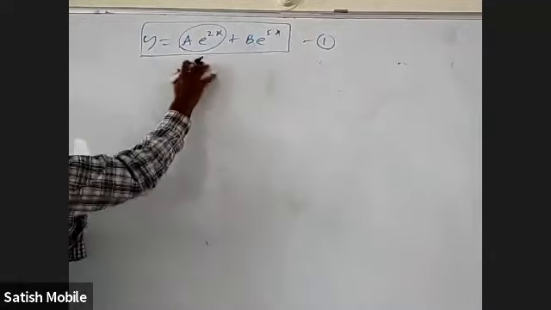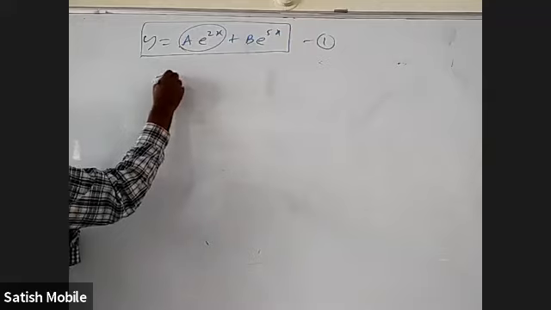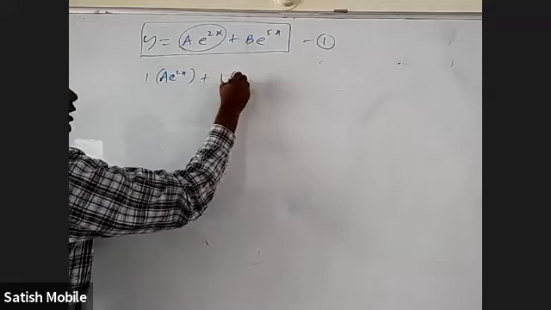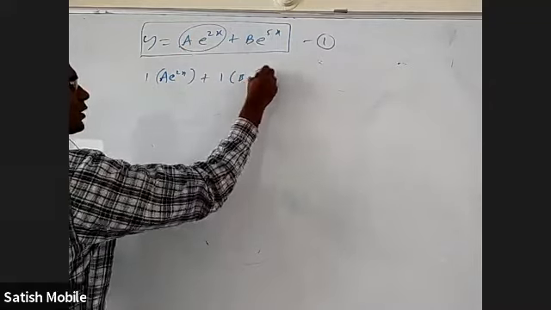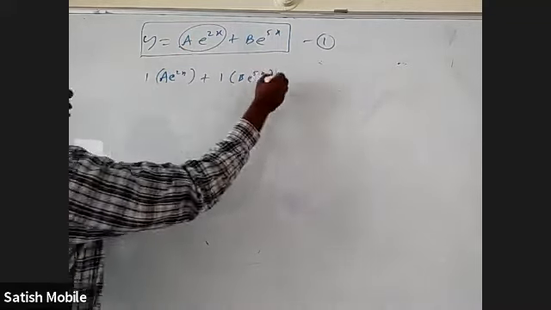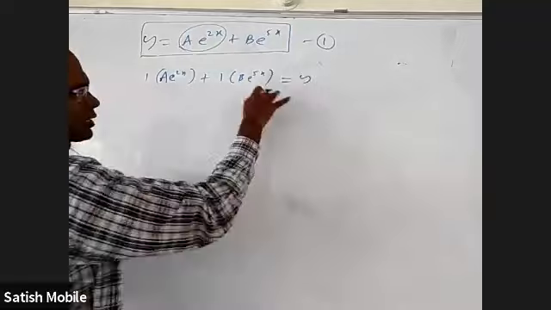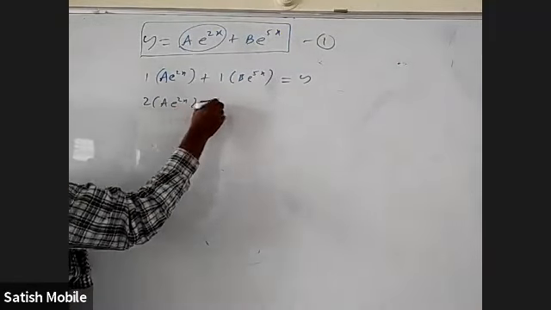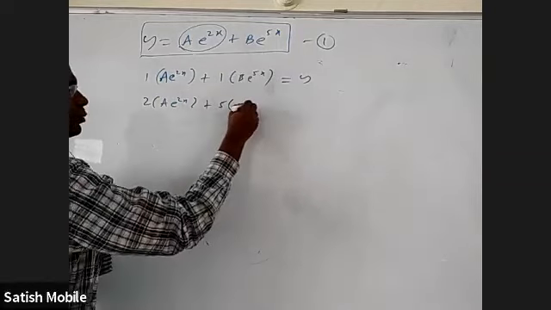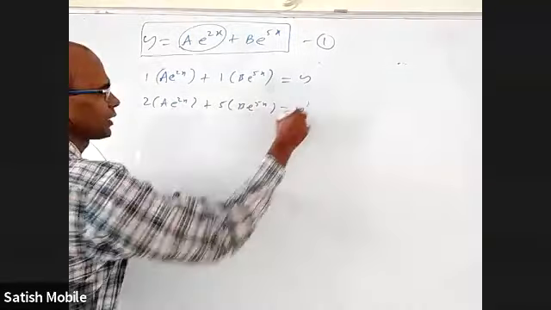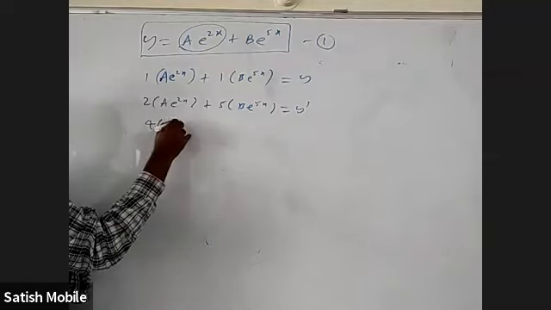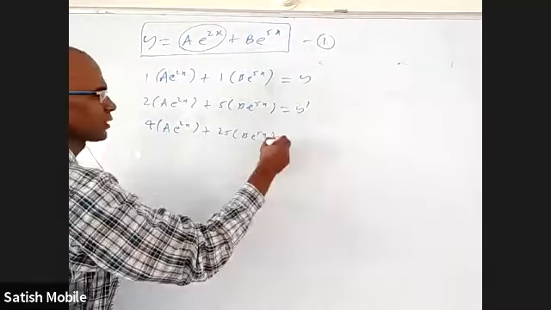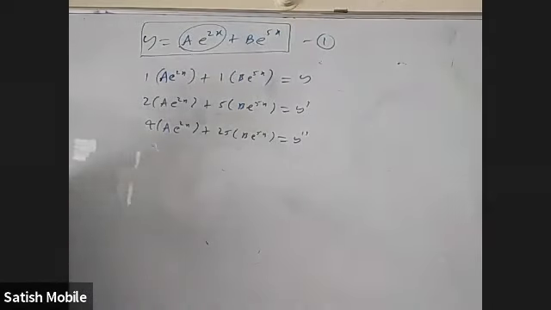Now, look at this. I'm going to write this as a e power 2x into 1 and 1 into b e power 5x, equal to y, or minus y, not a problem. Next, 2 into a e power 2x and 5 into b e power 5x equal to y dash. Next, 4 into a e power 2x, 25 into b e power 5x is equal to y double dash. What is it that I want?